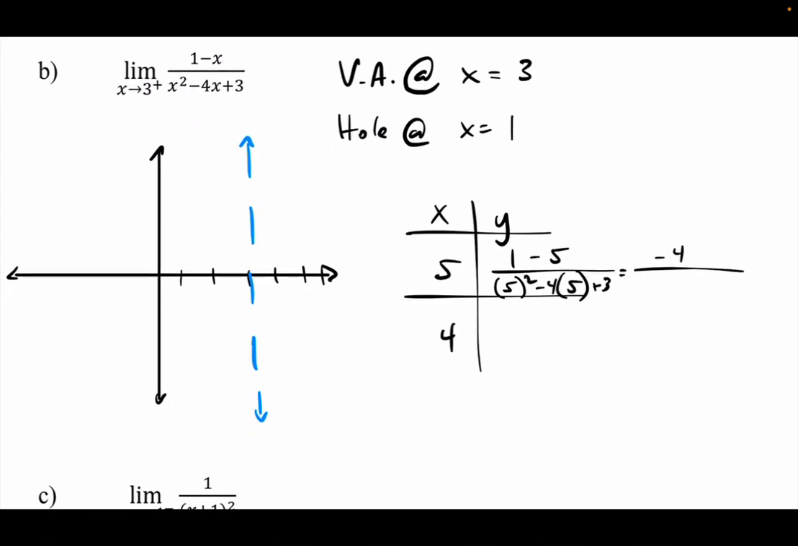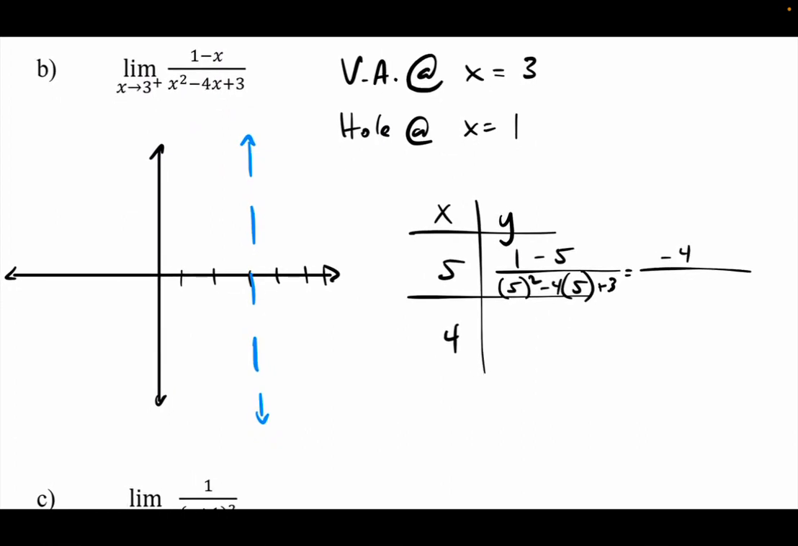Okay. 5 squared is 25. 4 times 5 is 20. 25 minus 20 is 5. Plus 3 is 8. Negative 1/2. Yeah, negative 1/2. So at positive 5, it's at negative 1/2. So 5 is right there, so negative 1/2. That's the dot right there.